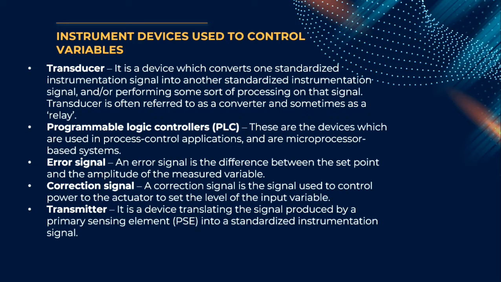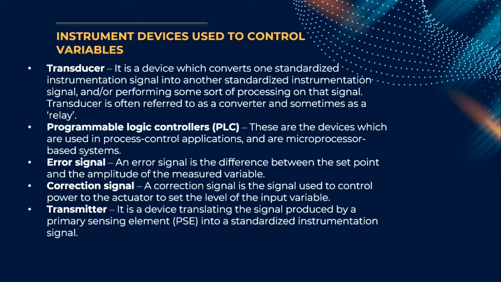Programmable logic controllers or PLC. These are the devices which are used in process control applications and other microprocessor-based systems. Error signal. An error signal is the difference between the set point and the amplitude of the measured variable. Correction signal. A correction signal is the signal used to control power to the actuator to set the level of the input variable. Transmitter. It is a device translating the signal produced by a primary sensing element or PSE into a standardized instrumentation signal.